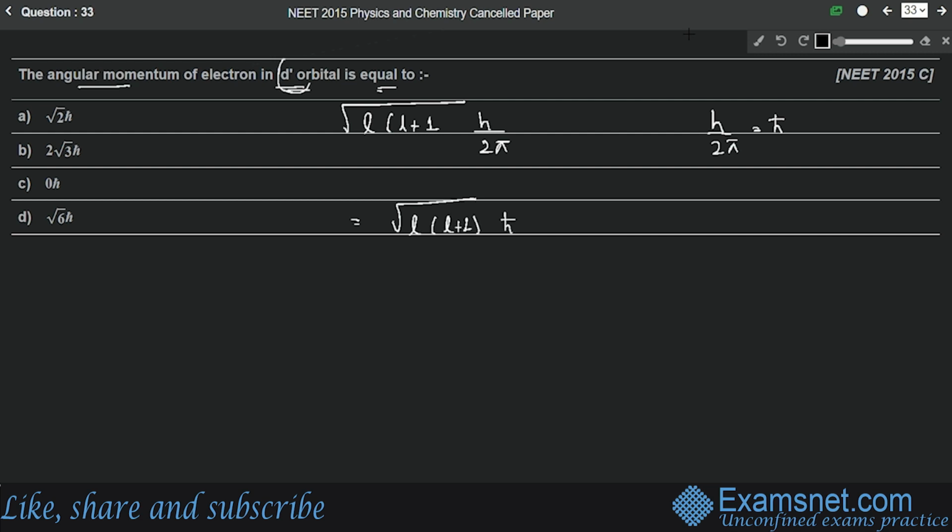Now here we have d orbitals. For d orbital, the value of L is 2. So we'll put the value of L as 2. 2 into 2 plus 1 into h bar. That means under root 2 into 3, 6. Okay, root 6 h bar. So according to this, what should be the correct answer? Option D, root 6 h bar will be the correct answer.